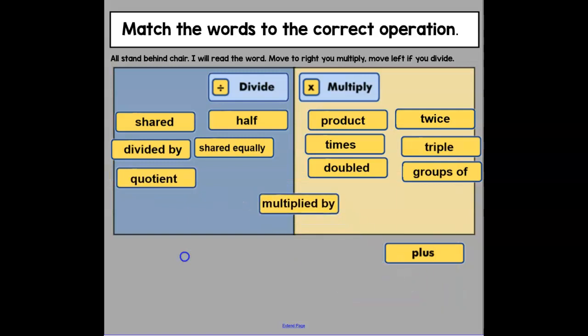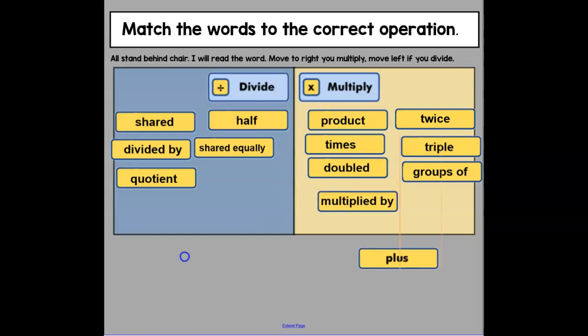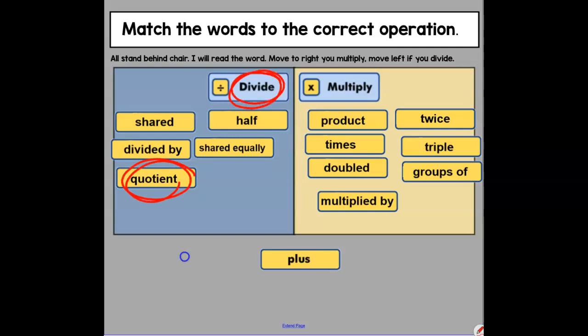And how about multiplied by? Multiplied by is the same as multiple. This one, it's a trick question. It doesn't go to multiply or divide. Plus would be for addition. So if we look at these, quotient, we have to remember means divide. When we divide, our answer is called the quotient. When we multiply, our answer is called a product.